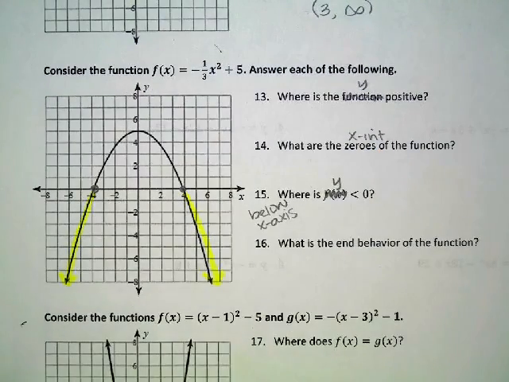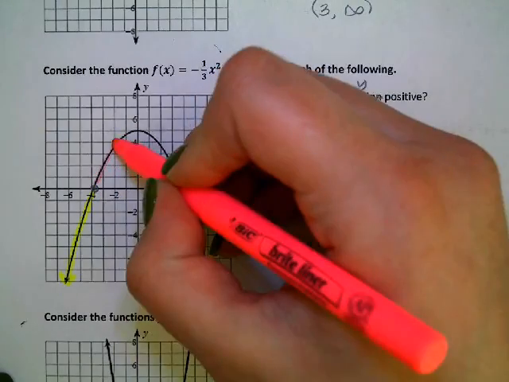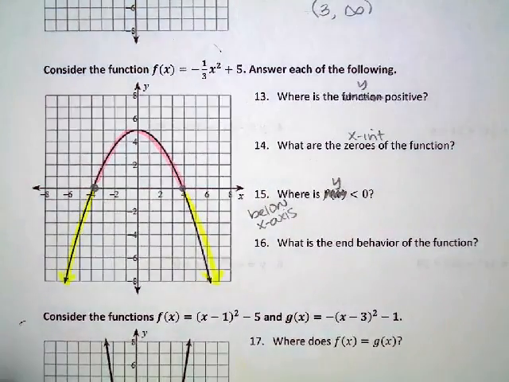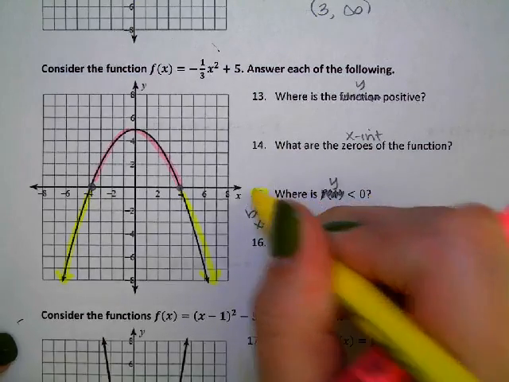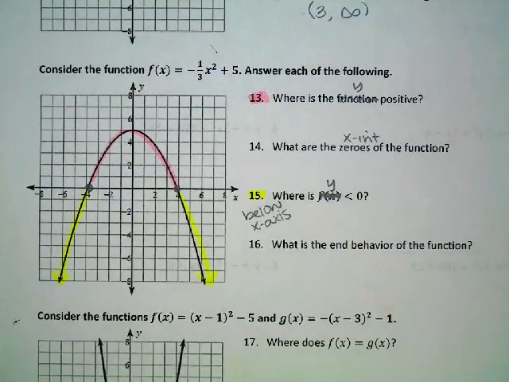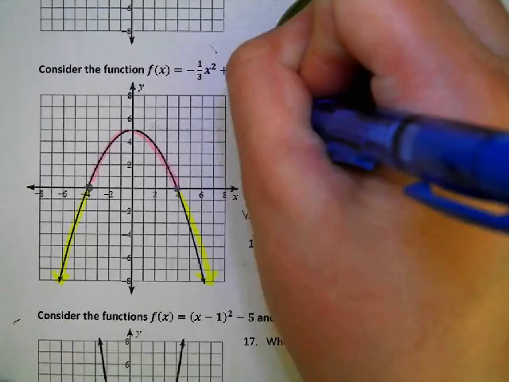Where is the function positive? So the outputs are positive here. These are all your positive y values. Okay. So this is above the x-axis.